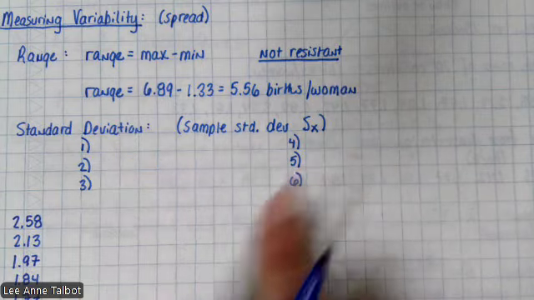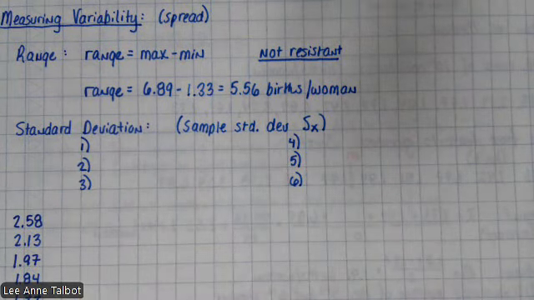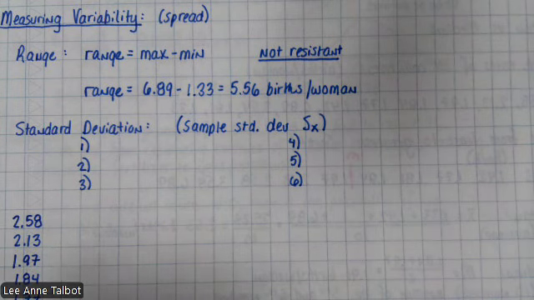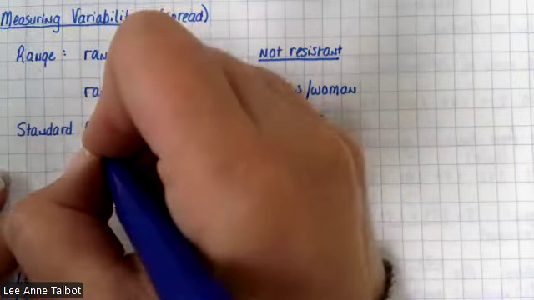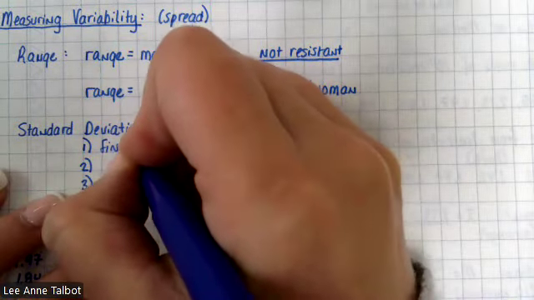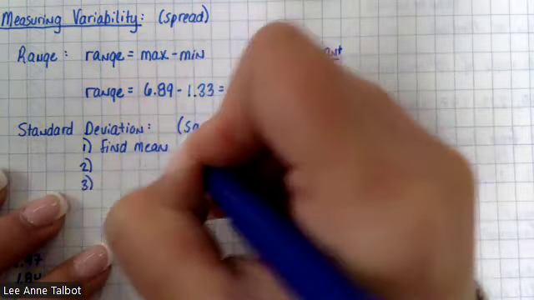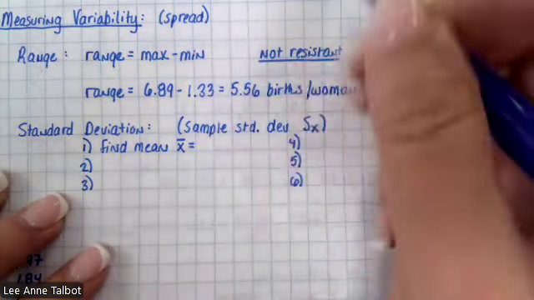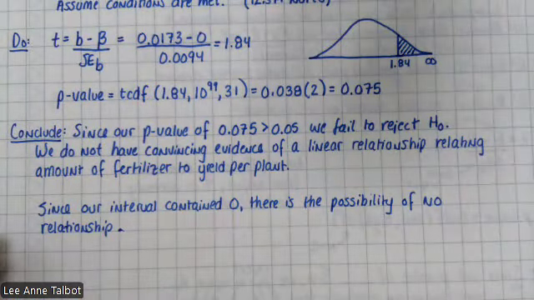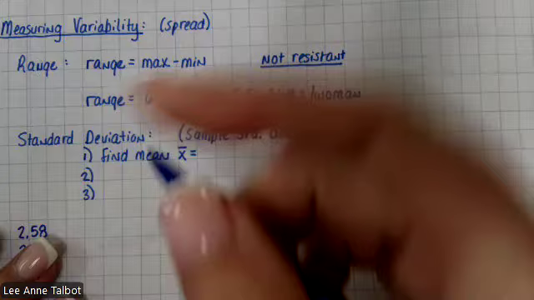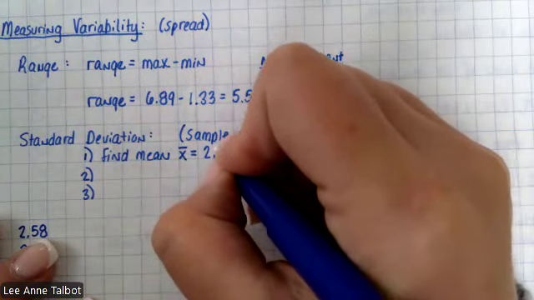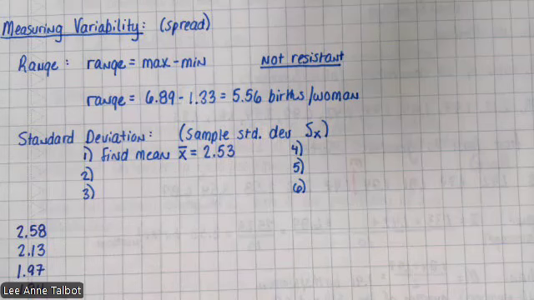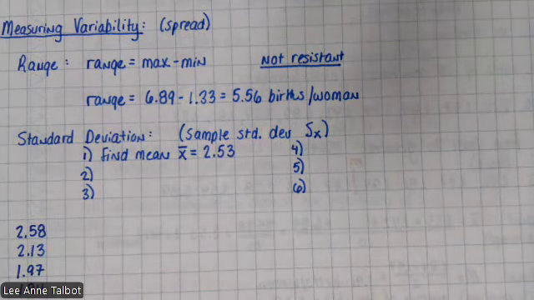And to calculate standard deviation, there are 6 different steps. The first step is to find the mean. And in our case, the mean was 2.53. So we already have the first step done, which is great.